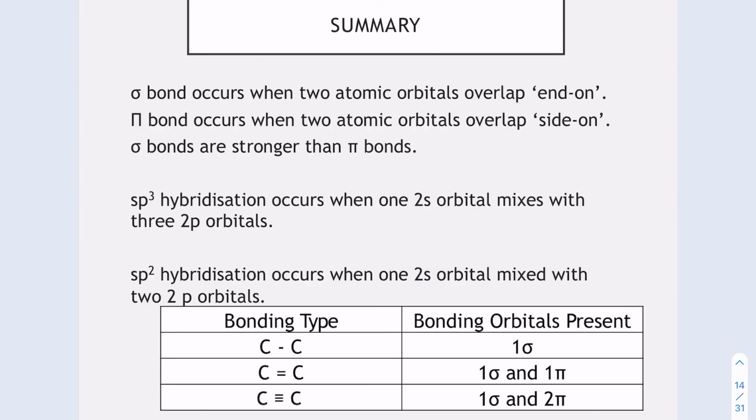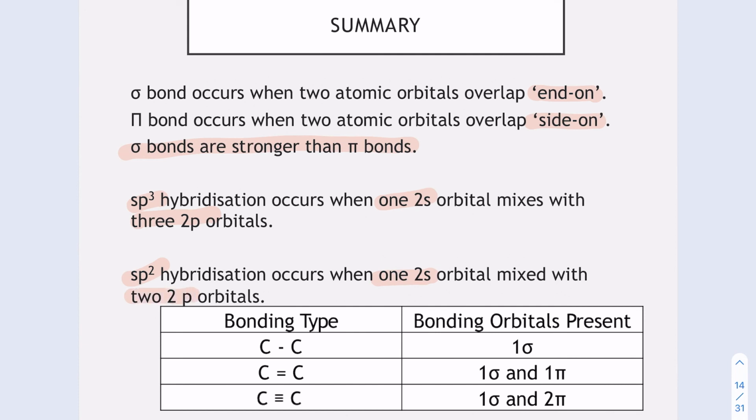So here's a little summary. Sigma bonding occurs when 2 atomic orbitals overlap end-on. Pi bonding occurs when 2 atomic orbitals overlap side-on, and your sigma bond is stronger than your pi. Sp3 hybridization occurs from 1 2s with 3 2p's. Sp2 hybridization occurs when 1 2s is mixed with 2 2p orbitals.